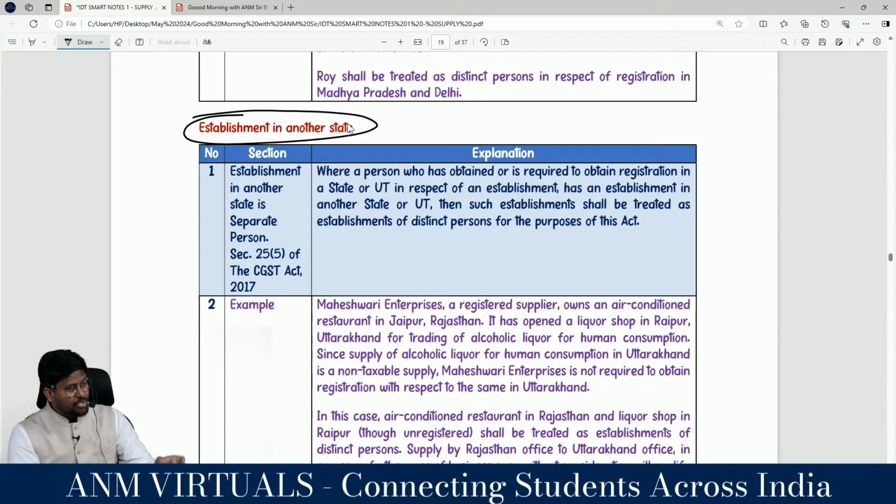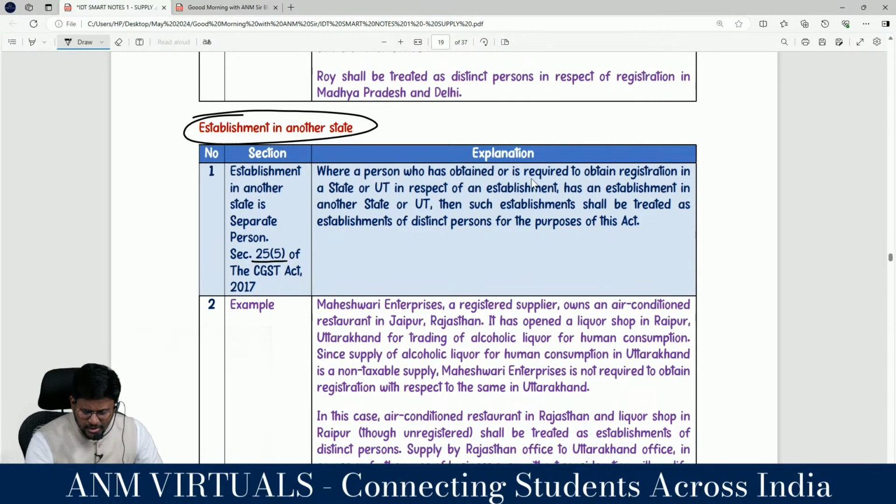Because of the benefit covered under Section 23, I am not taking registration in Kerala, but I have taken registration in Tamil Nadu because from Tamil Nadu I would make taxable supply. So in one state I have taken registration, in another state I have not. Even though you have not taken registration in another state, as per Section 25 subsection 5 of the CGST Act, an establishment in another state makes a distinct person.